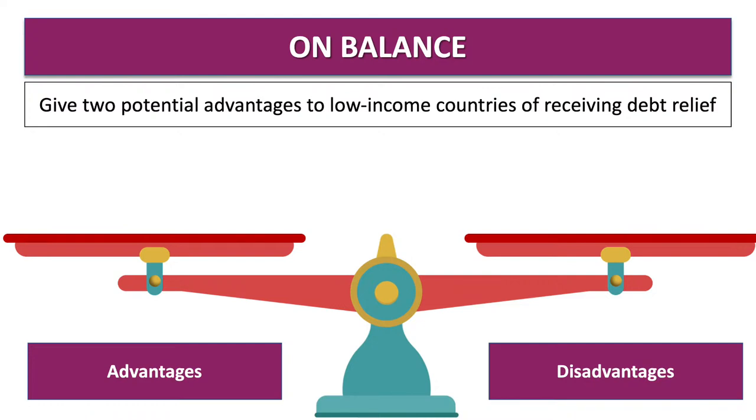I was going to ask you to type in 2 each, but given that we've got the elite team in today, clearly, I'm going to challenge you to see if you can come up with 3. So type them one at a time, but let's see if you can come up with 3 potential advantages to low income countries of receiving debt relief. Off you go.